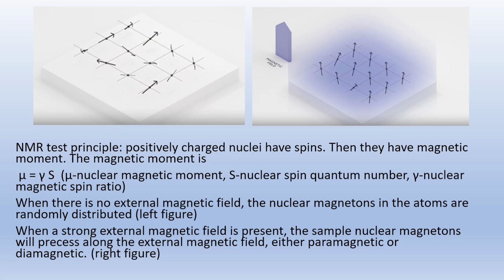The NMR test principle is: positively charged nuclei have spins, so they have a magnetic moment. The magnetic moment is mu equals gamma s, where mu is the nuclear magnetic moment, s is the nuclear spin quantum number, and gamma is the nuclear magnetic spin ratio. When there is no external magnetic field, the nuclear magnetic moments in the atoms are randomly distributed. Left figure. When a strong external magnetic field is present, the sample's nuclear magnetic moments will precess along the external magnetic field, either paramagnetic or diamagnetic. Right figure.